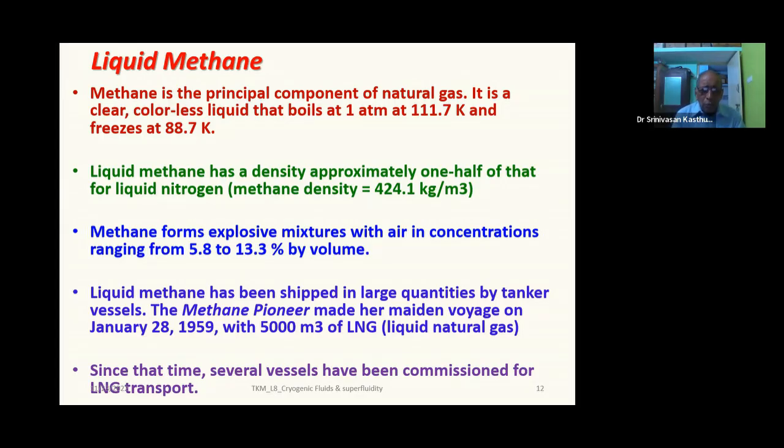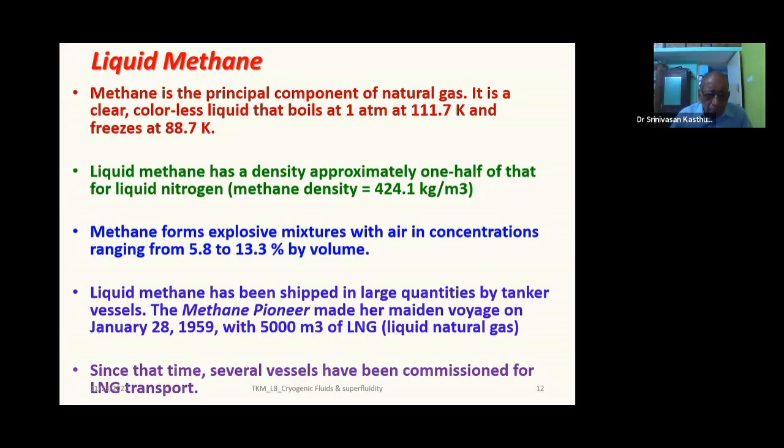So the density is about 424.1 kilograms per meter cube, or 0.4241 grams per cc. Methane actually forms an explosive mixture with air, in the concentration range of about 5.8 to 13% by volume, so you must make sure that there is no air mixing with methane in these volume ranges.